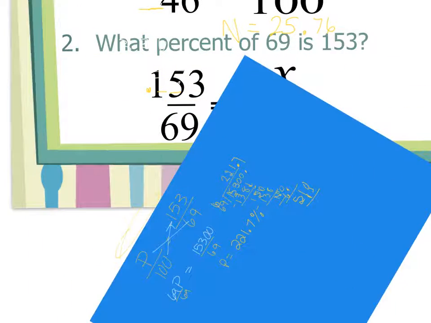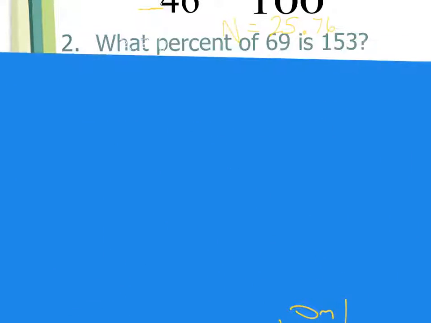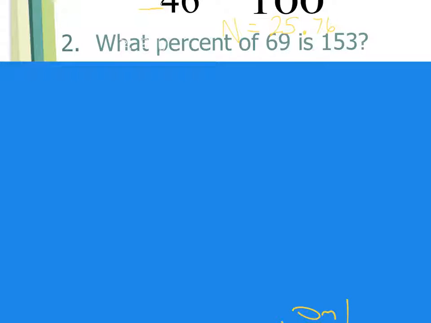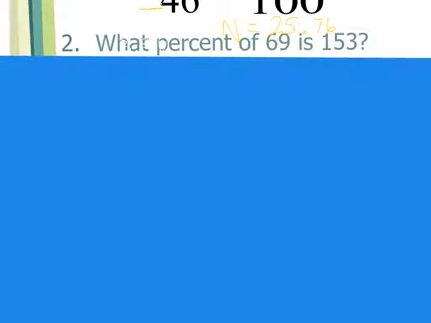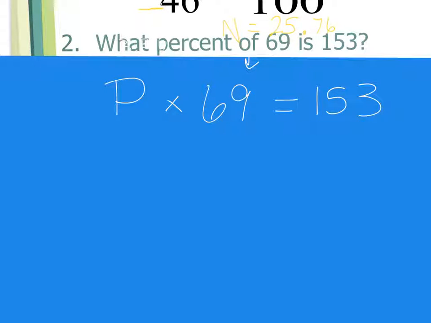The equation method, again, might be a little bit more straightforward. What percent? That's telling you P is what you're solving for, correct? P is percent. So what percent of, as an equation means what operation? Of means times. 69 is 153. In other words, if I wrote it algebraically, it would be 69p is equal to 153. What would I do to solve? Divide.